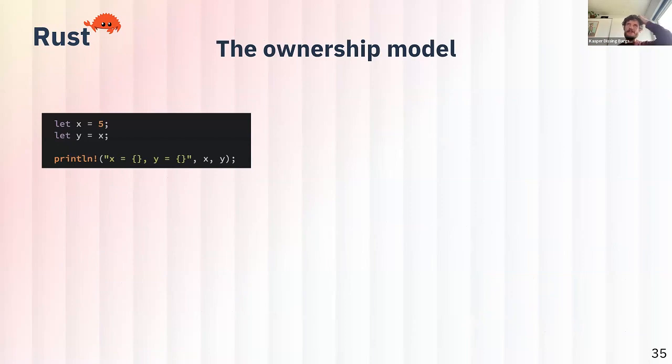Okay, then back to the ownership model. So here we have some Rust code. We have a variable x equal to 5, and then we say y equals x, and then we try to print x and y. And if you run it, it prints both of them. Okay, so that's exactly what you expect, right?